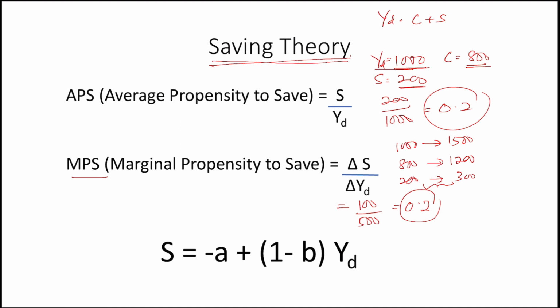Okay, so meaning on every 1 ringgit increase in your income, 20 cent will increase in your saving. You will increase by 20 cent. If your income increases by 100, your saving will increase by 20 ringgit.